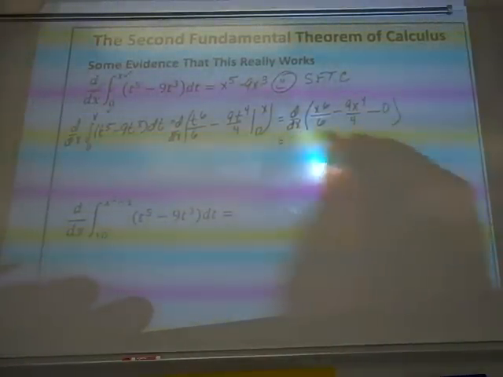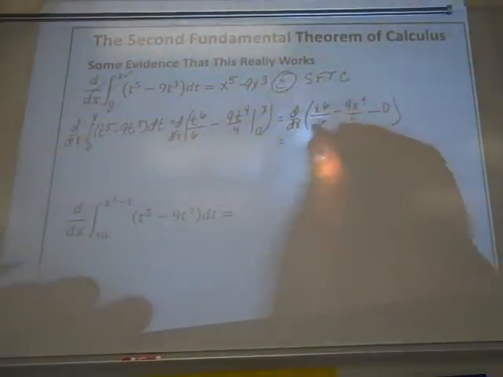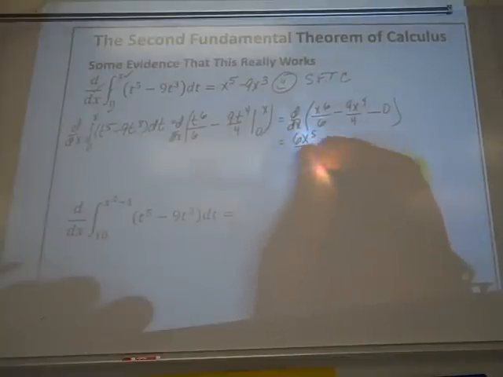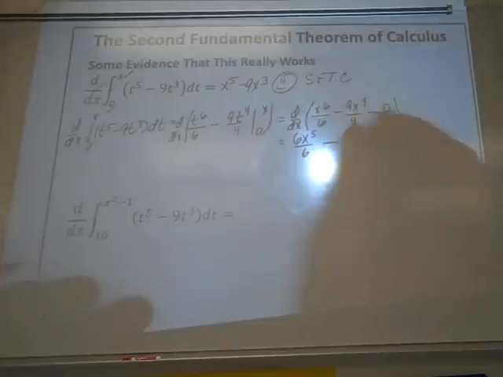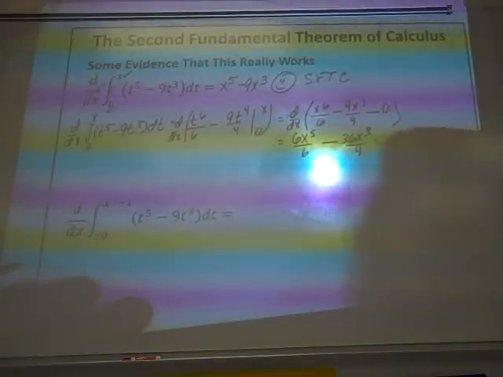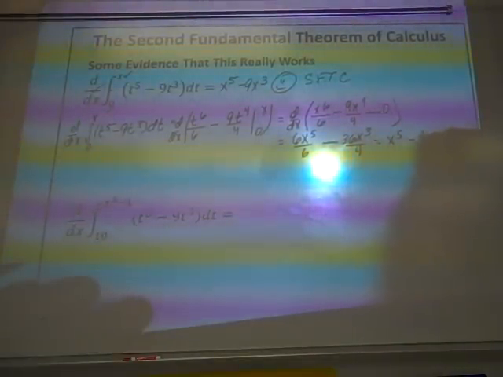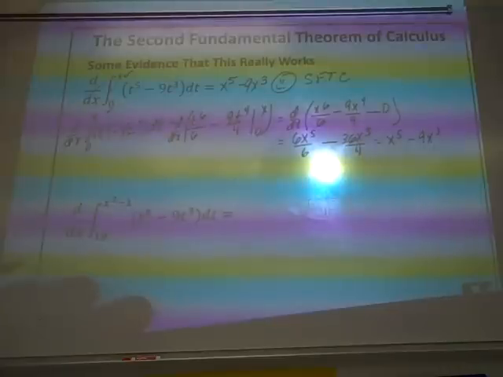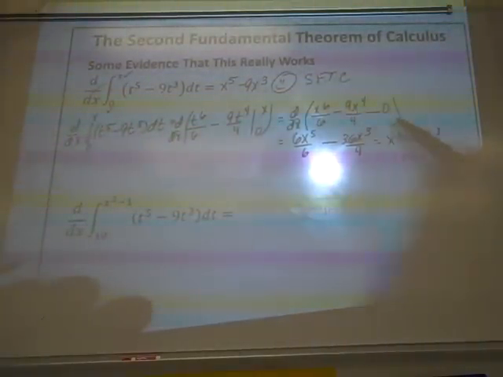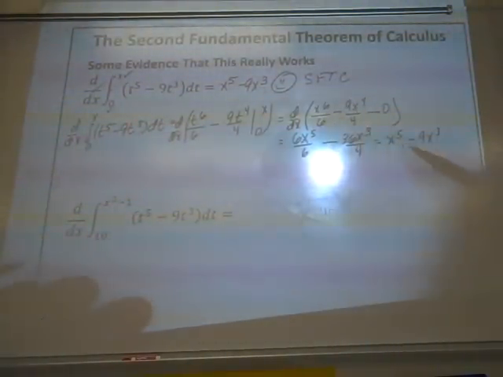Now I take the derivative. The derivative of x to the sixth over 6 is going to be 6x to the fifth over 6, minus 9x to the fourth. Let's see, I would make that 36x cubed over 4. I can simplify that, and I'm going to get x to the fifth minus 9x cubed. It is exactly what we knew. Thank you, second fundamental theorem of calculus.